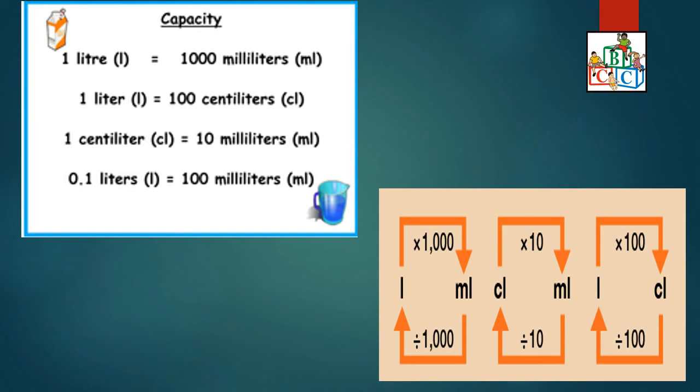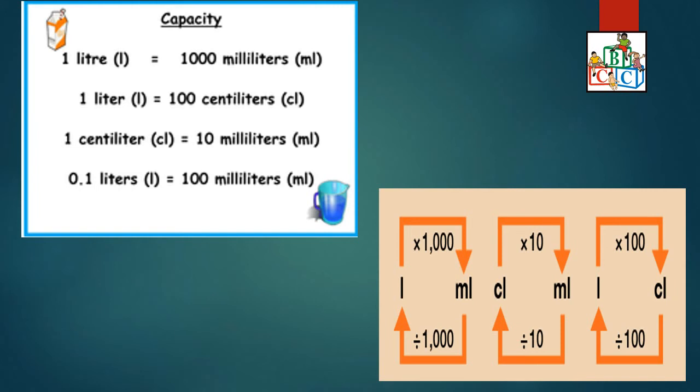Liters to milliliters. 1 liter is equal to 1000 milliliters. At the top, you can see it has been multiplied by 1000, but milliliters to liters, divided by 1000. Centiliters to milliliters, times 10. 1 centiliter is equal to 10 milliliters. Milliliters to centiliters, divided by 10.